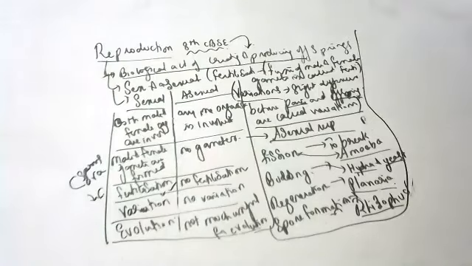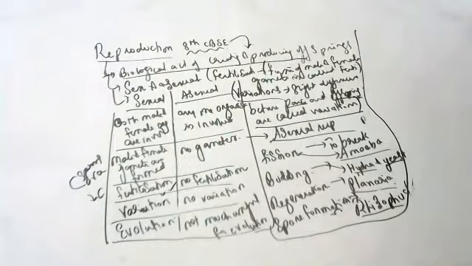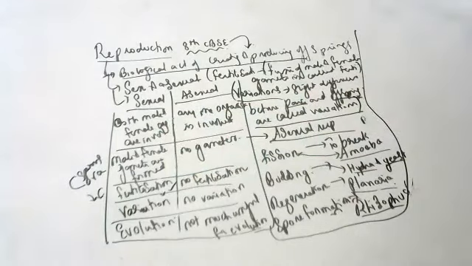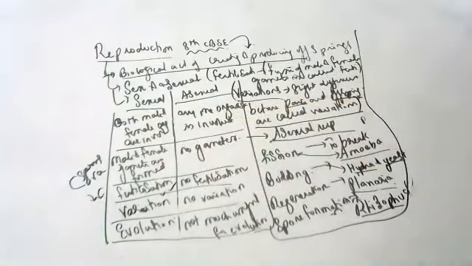Rishikesh, can you tell the difference between sexual and asexual reproduction? Yes, sir. In sexual reproduction, both male and female gametes are involved. In asexual reproduction, no gametes are involved, only an individual organism.